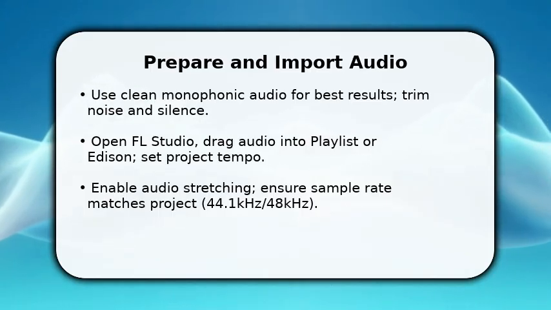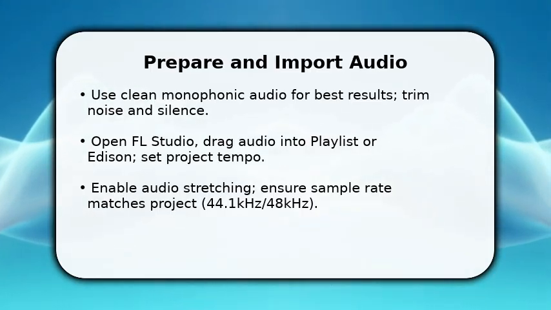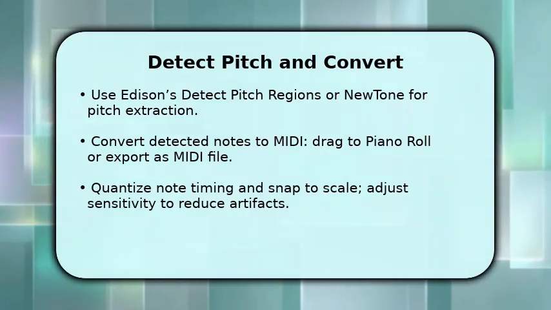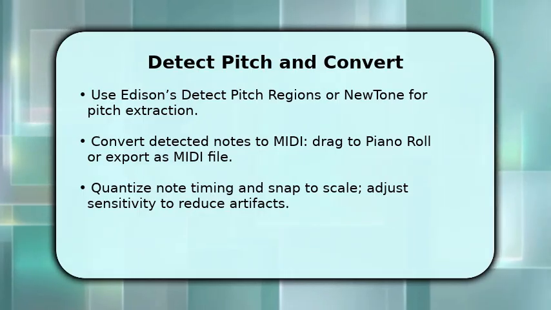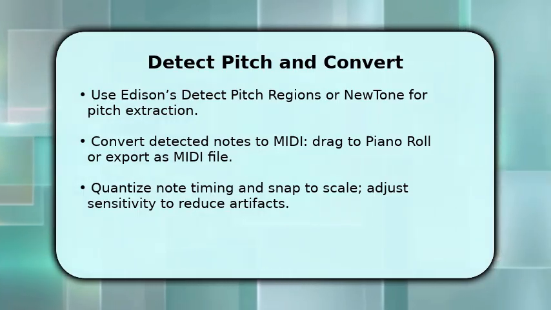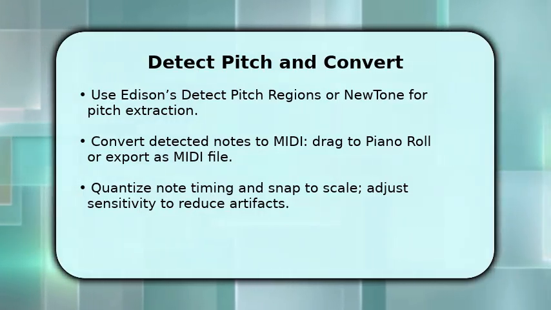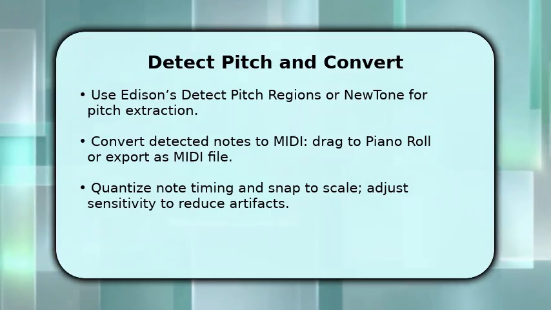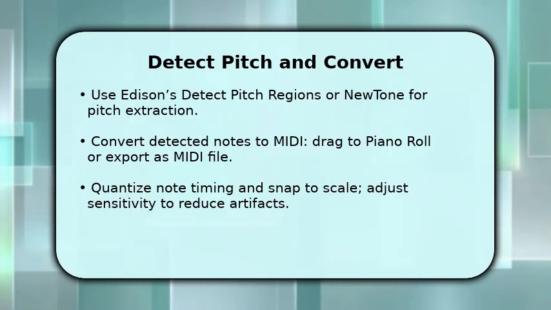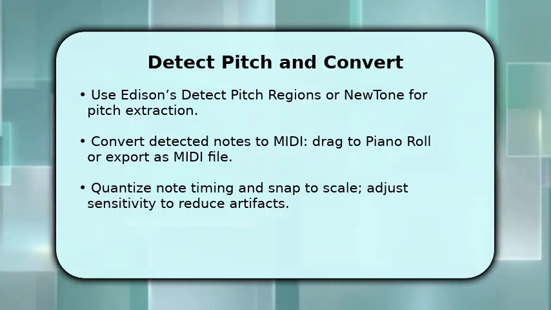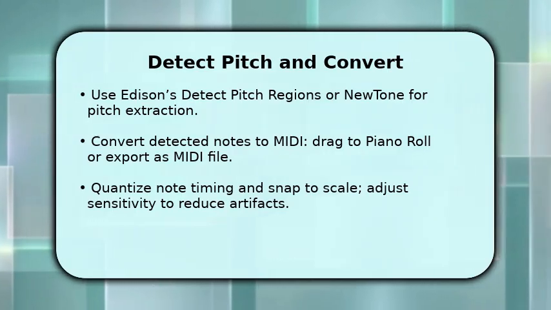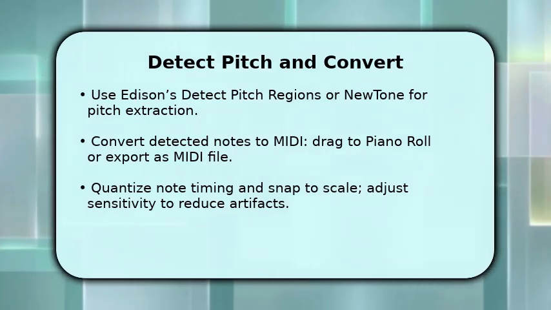Now you extract pitch. Load the clip in Edison and use detect pitch regions, or use new tone for cleaner editing and manual correction. Once notes appear, drag the detection output directly to the piano roll or choose export as a MIDI file. This translates pitch and timing into MIDI note data. Make sure to quantize lightly so natural timing remains and adjust detection sensitivity to avoid ghost notes. You do this because automated detection is imprecise.